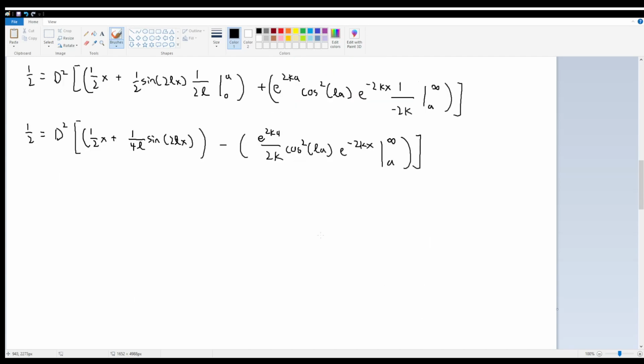And now if we actually do this, and I forgot to do the bar symbol here from 0 to a, 1/2 is then equal to d squared multiplied by 1/2 a plus 1 over 4l sine of 2la subtracted by 0 subtracted by 1 over 4l sine of 0. So sine of 0 is just 0, so everything here goes to nothing.